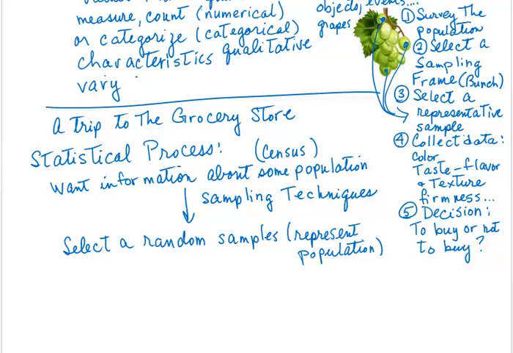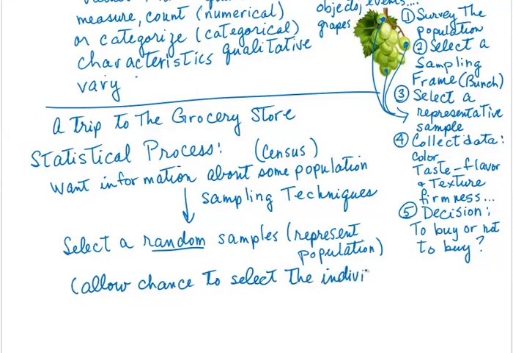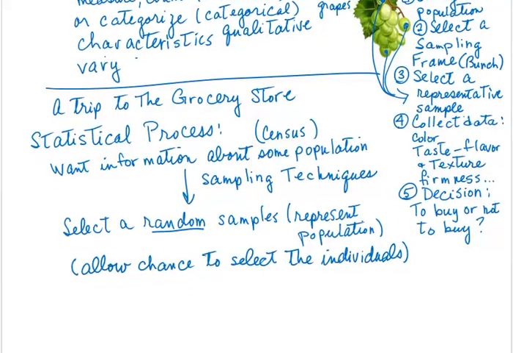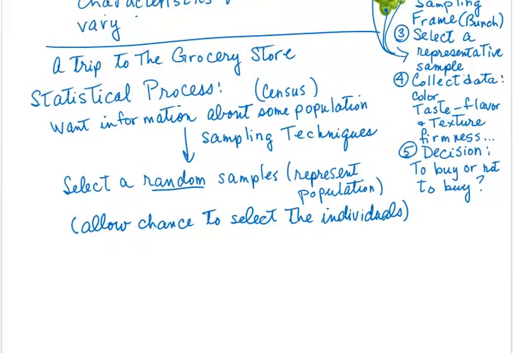representative random samples. Now, by random, we mean that we allow chance to select the individuals for us. We don't choose our favorites, we don't choose our friends, we don't choose the ones that are most convenient and easiest to get. So we use chance in a random sample, and random samples are more likely to represent the population than other types of samples. So once we have our individuals, we collect our data. We get our information from those individuals.